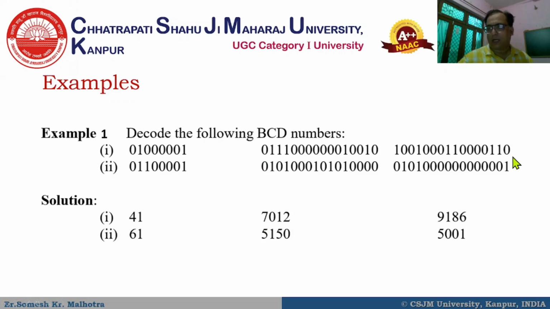Now let us see the next part. This 4 combination is 6. This 4 combination is 8. This 4 combination is 1. Then this 4 combination is 9. It is written as 9186.